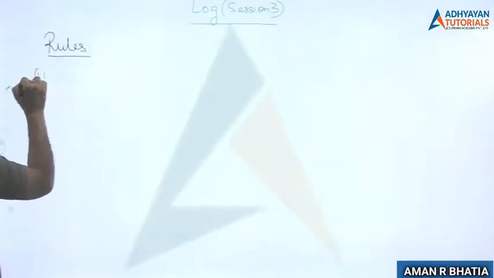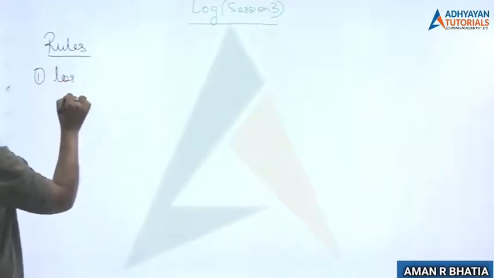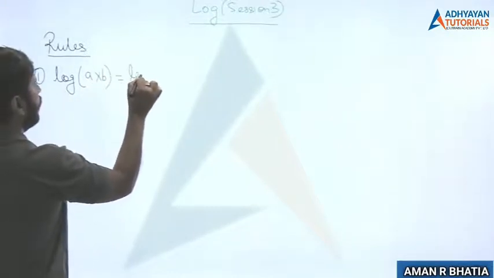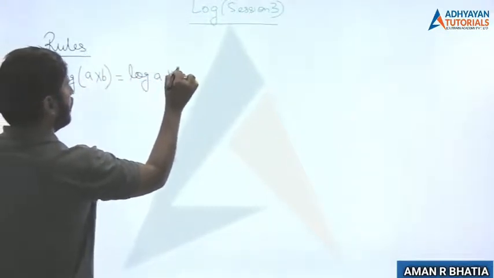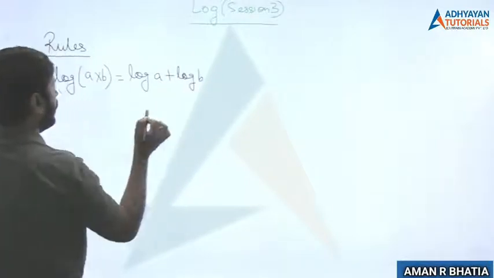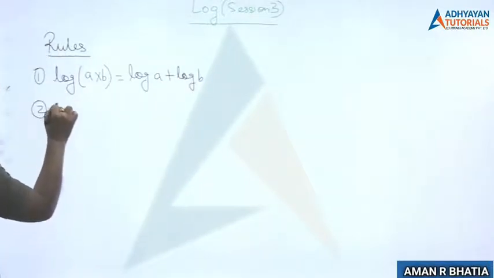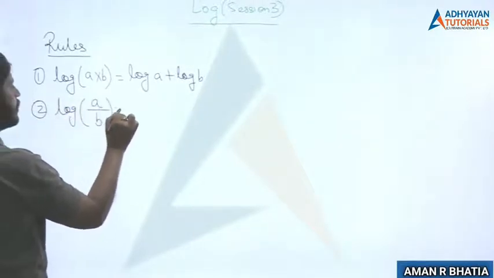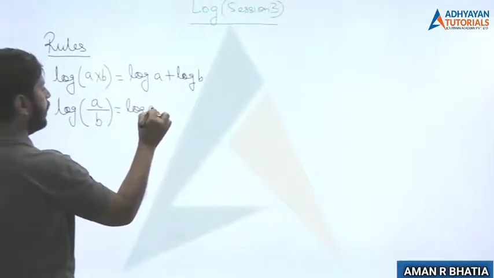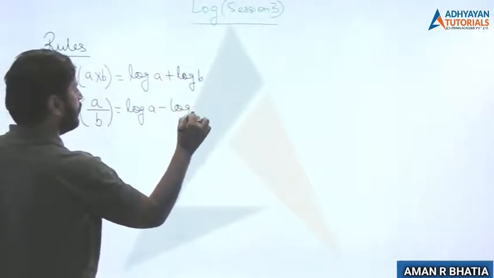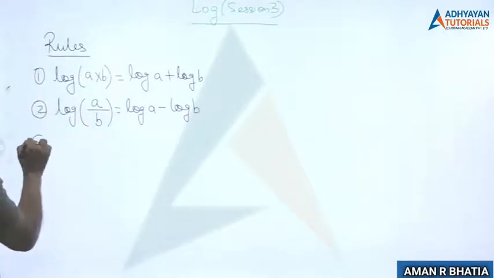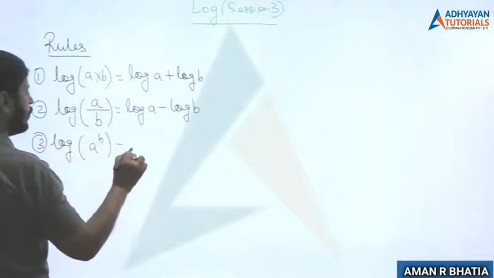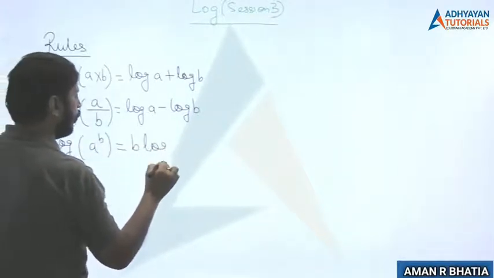Number 1, it was for log a into b. This is written as log of a plus log of b. Now the second rule was log of a over b. This was log of a minus log of b. And then there was the third rule. The third rule was log of a to the power b. So this was equal to b log of a.